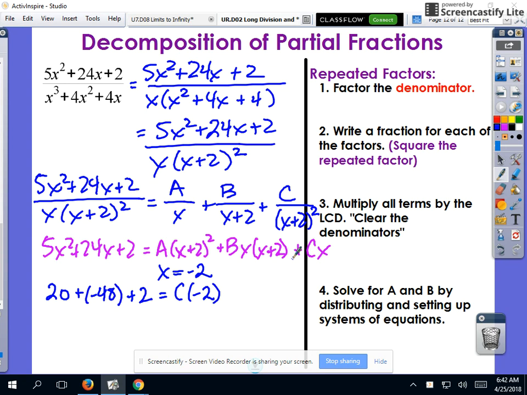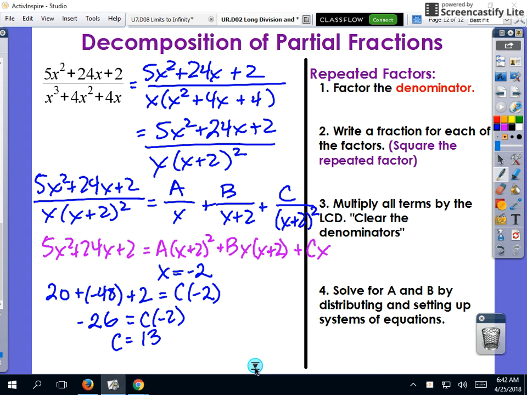So that would be 20 plus 2 is 22, minus 48 is negative 26. Yes, negative 26 equals C times negative 2. If I divide both sides by negative 2, C ends up being 13. Not too bad.